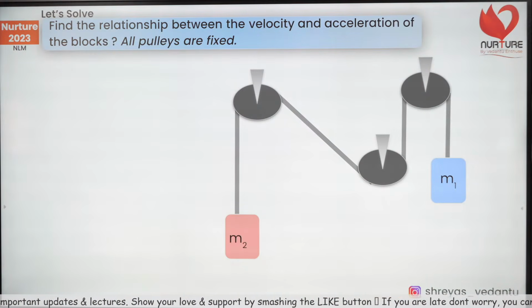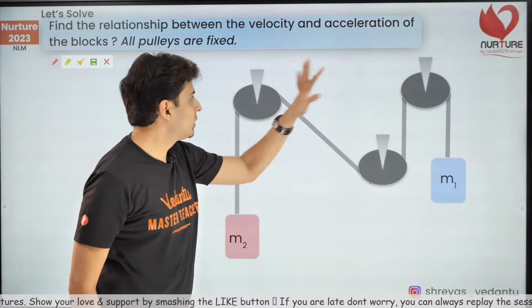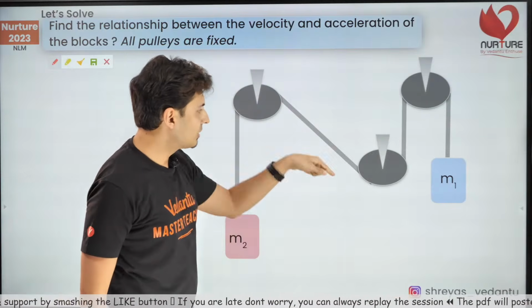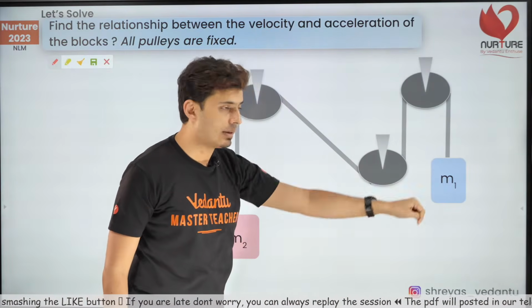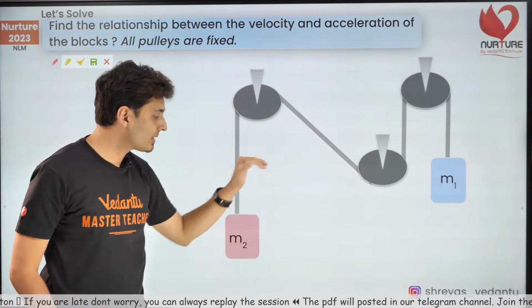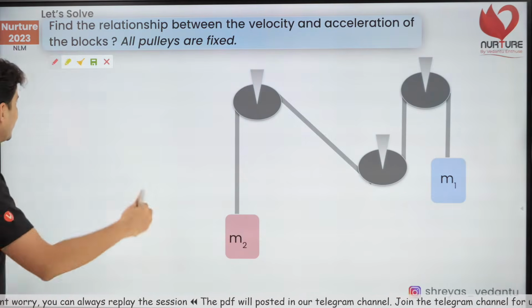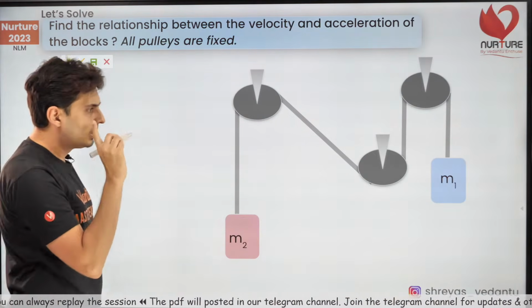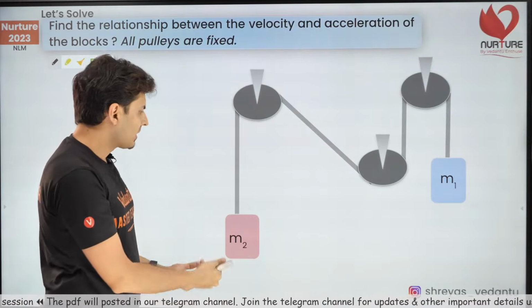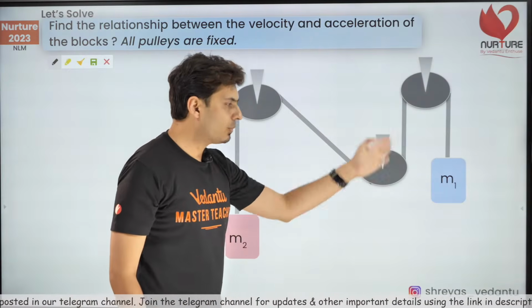Okay. So going ahead, here is a question. This pulley, this pulley, this pulley, all are fixed. This mass has a thread attached. It goes over these pulleys and attaches to M1. The question is, what is the relationship between the velocities and accelerations of these two masses? Now, here is the thing. First of all, think this way. Where will M1 move or where will M2 move? They have only one way to move. They can move up or down. M1 also can move either up or down.